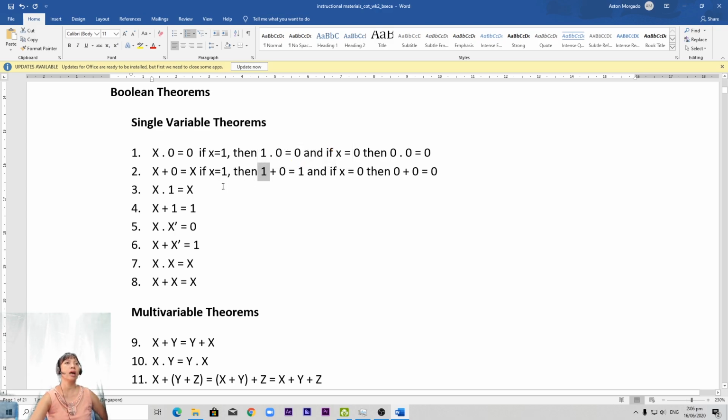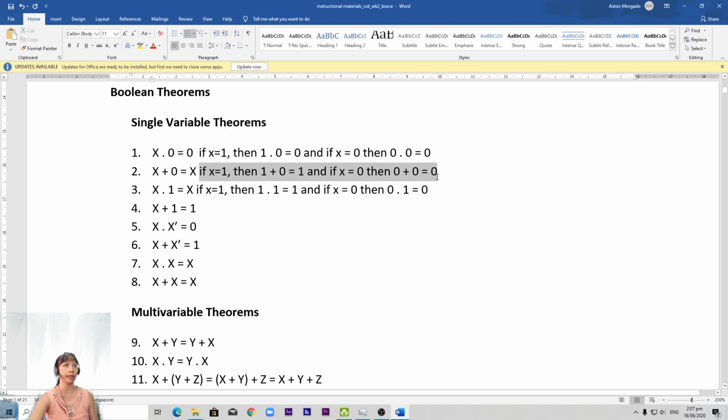Okay? So how about x times 1? Okay. So x times 1 is equal to x. How so? If x is equal to 1, then 1 times 1 would be equal to 1, which is equal to your x. So your x here is 1, and 1 times 1 is 1. And likewise, if x is 0, then 0 times 1 would still be equal to 0, which is equal to your x. So therefore, x times 1 is equal to x.